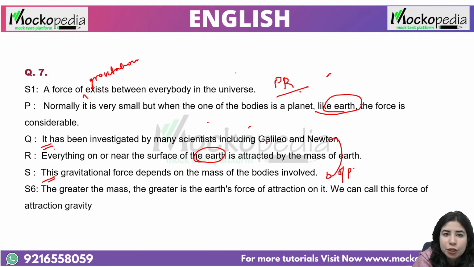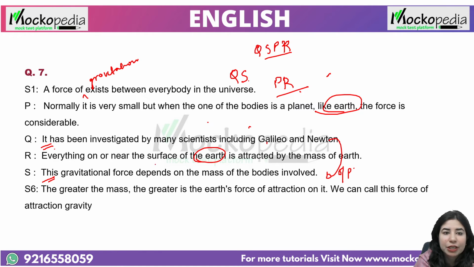So placing Q first and then S is going to make the discussion more logical. So we can go for the combination QSPR here, right? So I hope we are sorted, everybody. Let's take a look at the entire context first once again. A force of gravitation exists between everybody in the universe.